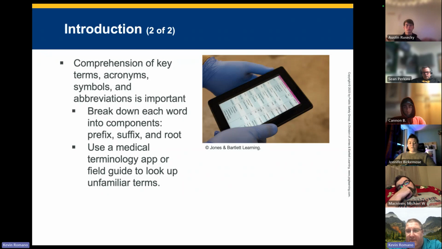So some EMS systems as well have specific lists of approved medical abbreviations and terms. I don't know of any that I've utilized that have specific ones you can and cannot use, but Medicare does have a list that's out there as well, that will tell you what you should and should not be using for medical terminology as far as documentation goes.